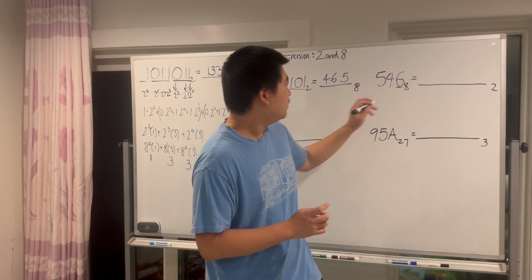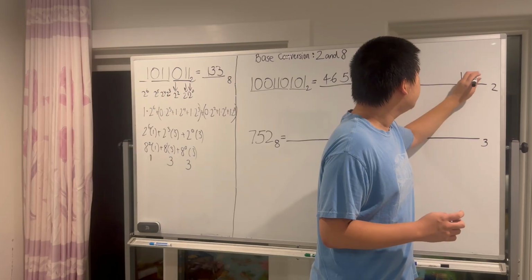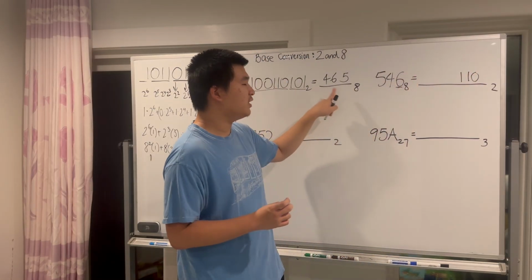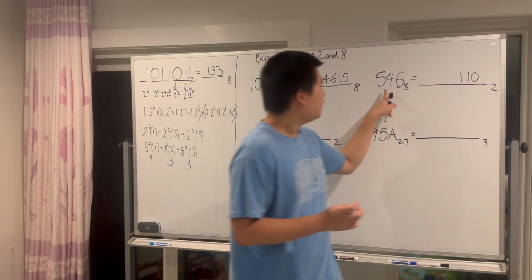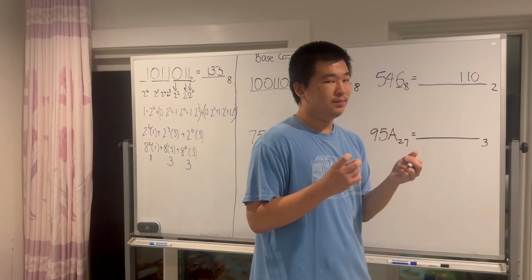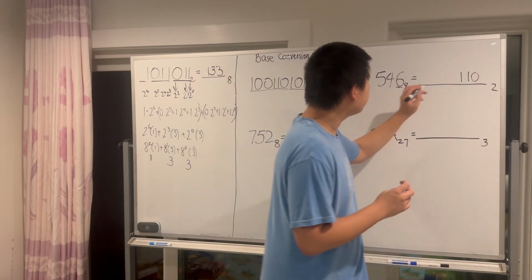What's that going to be? That's going to be 1, 1, 0, just like it actually is here. And you'll see that the digits are very similar. So 4, how do we express that in base 2? That's going to be 1, 0, 0.